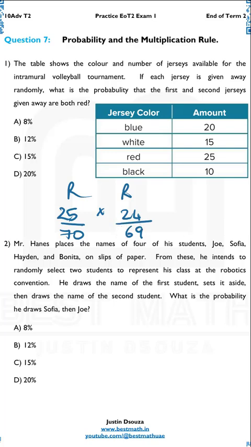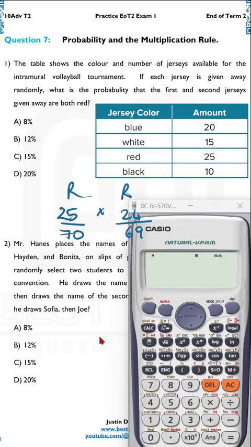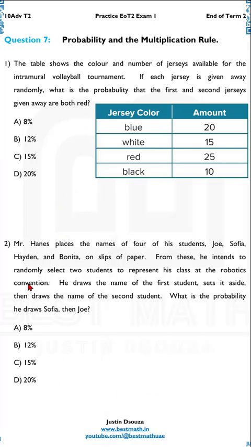Now put this in the calculator, you will get the answer. So here use the fraction symbol. It's 25 divided by 70 multiplied by 24 divided by 69. The answer is 12.4%, rounded off to 12%, option B. Let's look into the next problem.